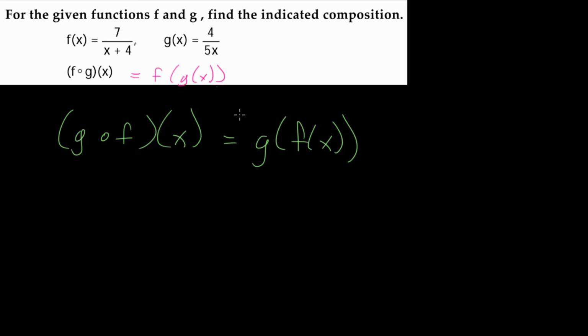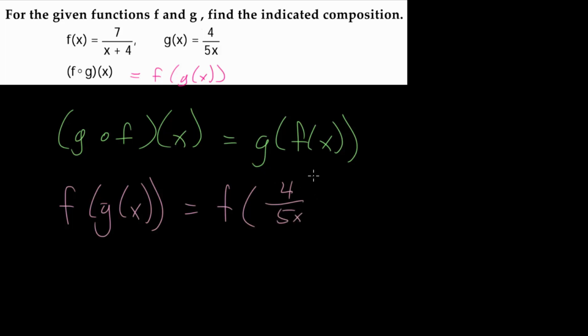So in our case, we need the opposite of this. We need f of g of x. So we will start with g of x, and we will plug it into our function f. So let's substitute g of x for its actual function. This is 4 over 5x.